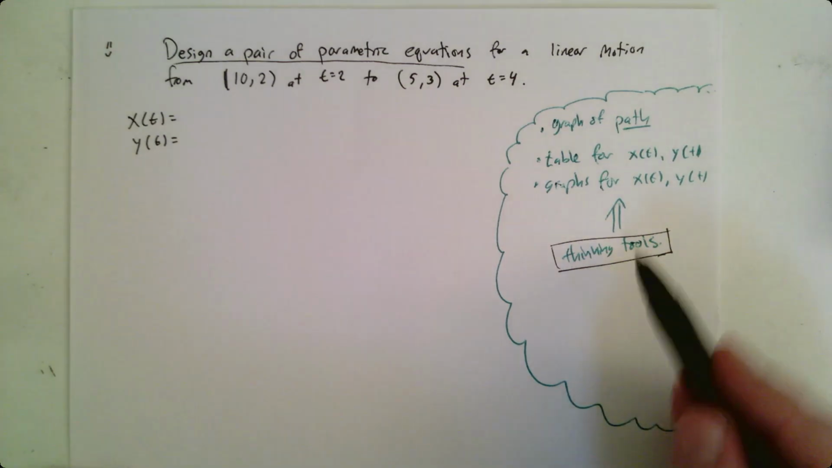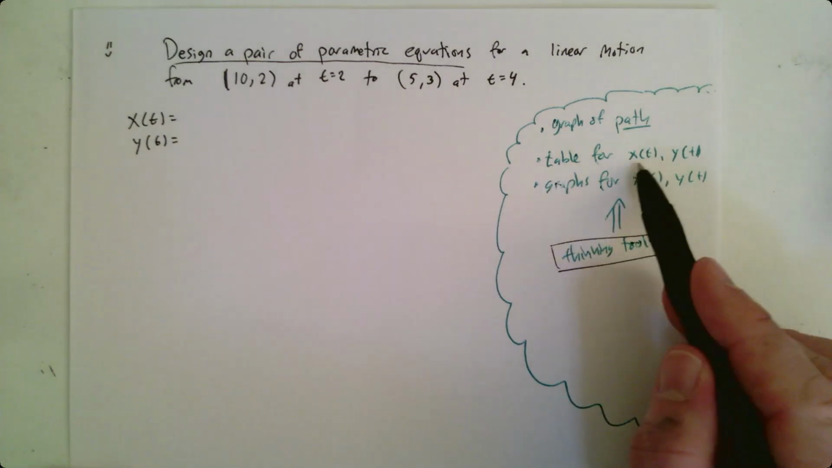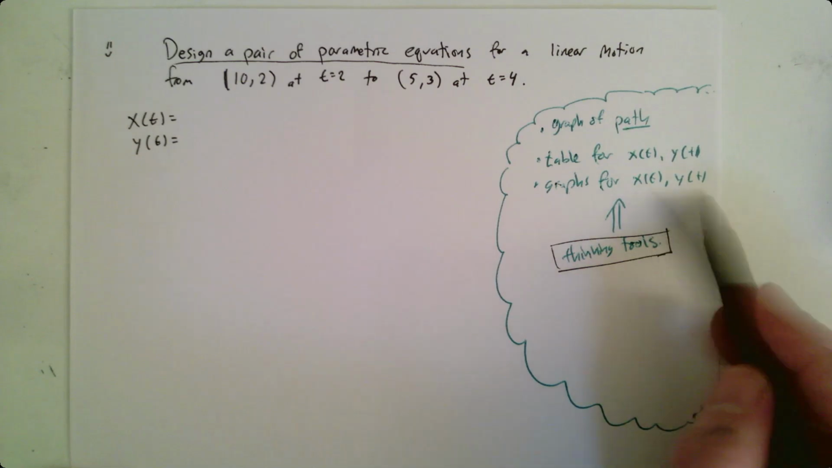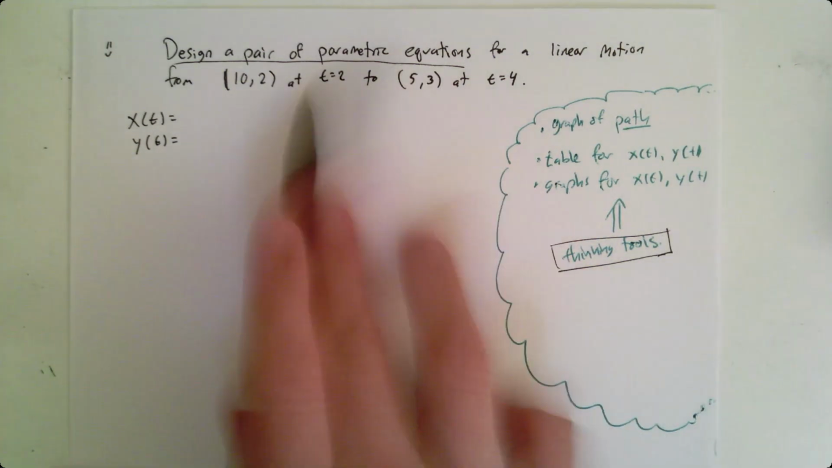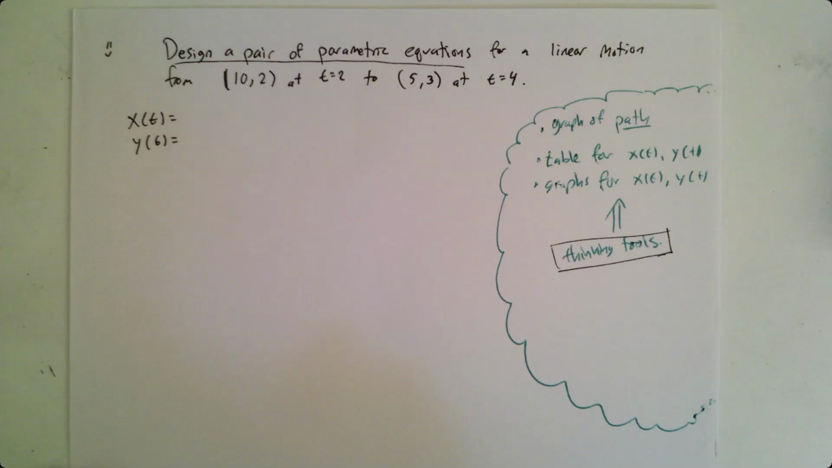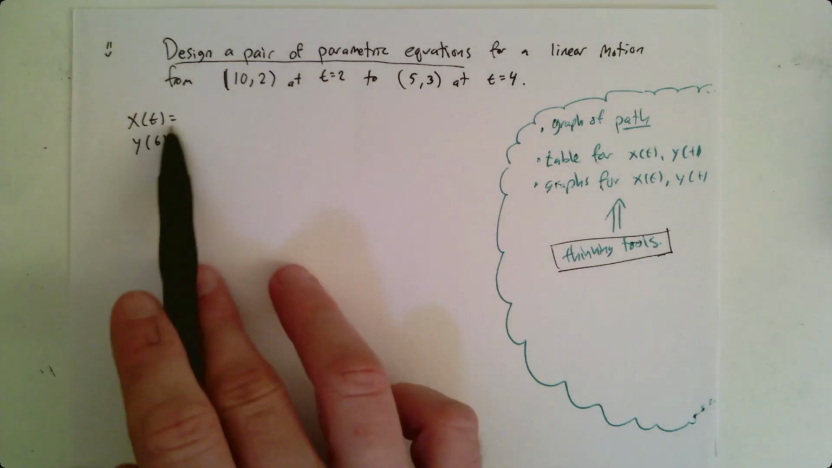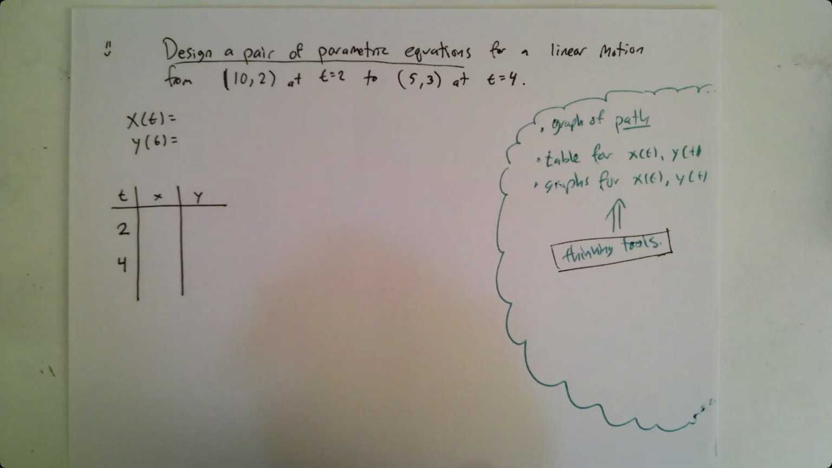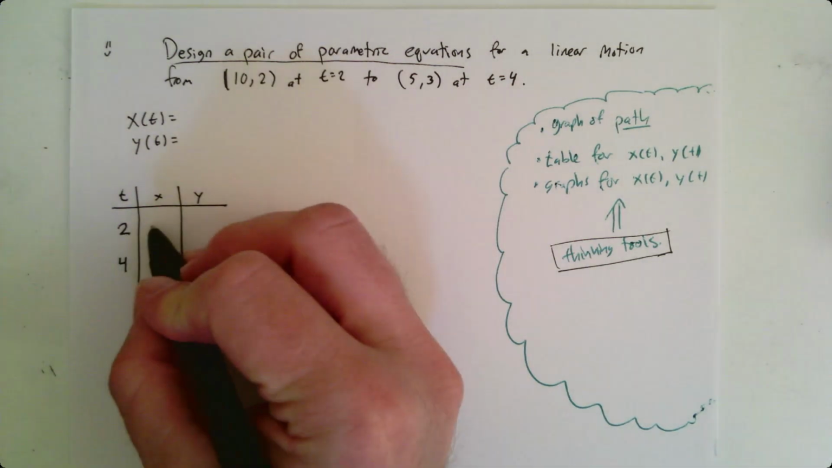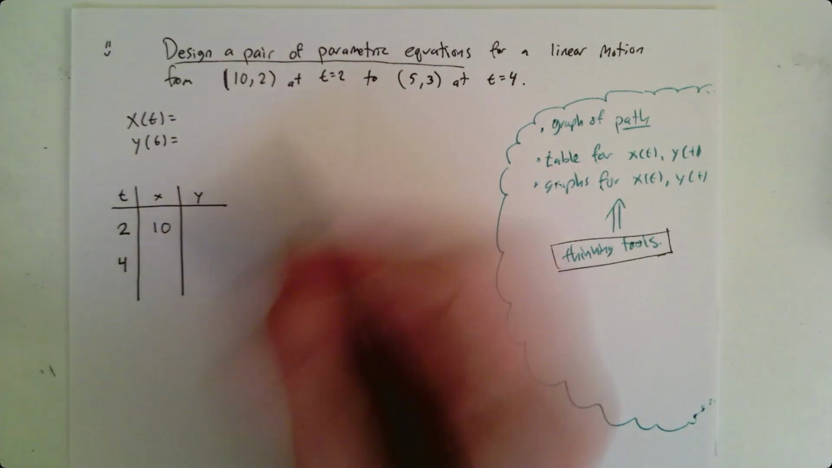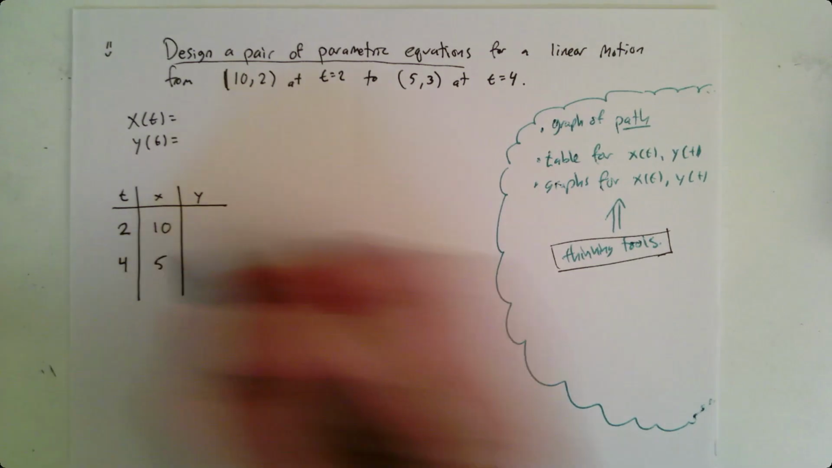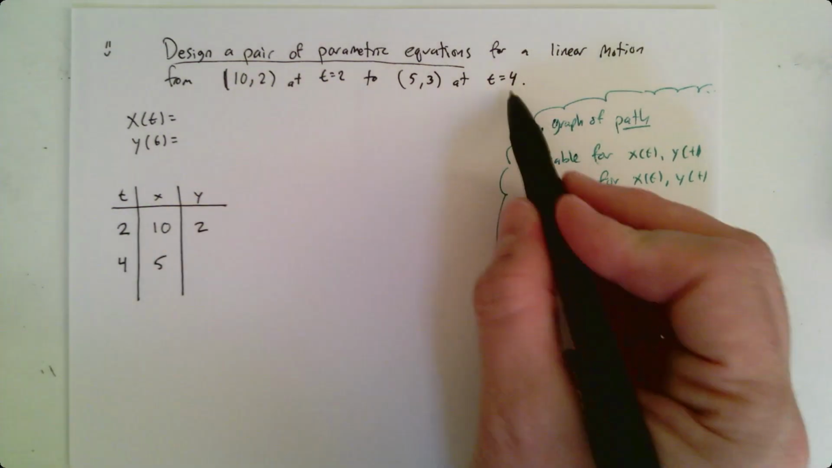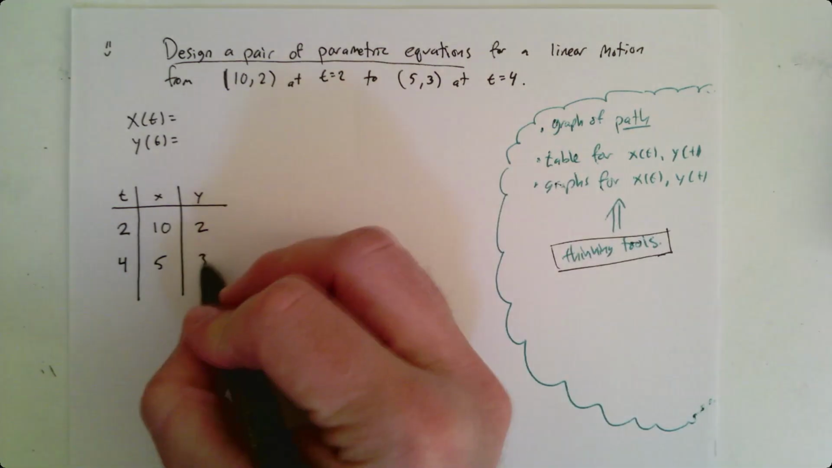So the thinking tools are using a table of the information you know about the functions, or graphs for what you know about the functions. If you organize this information that's in words using one of those tools, maybe it'll be more apparent how you can actually write the equations you need. So let's check it out. What I said was at time 2, the x-coordinate should be 10, and at time 4, the x-coordinate should be 5. At time 2, the y-coordinate should be 2, and at time 4, the y-coordinate should be 3.